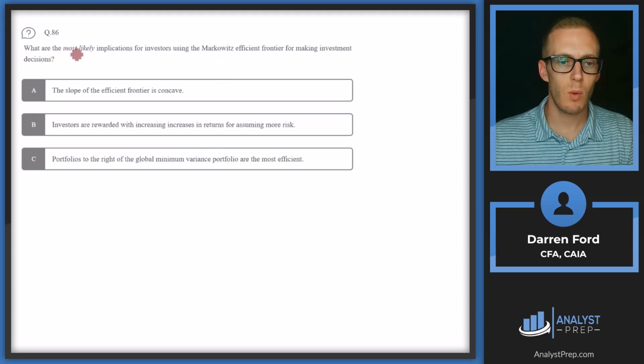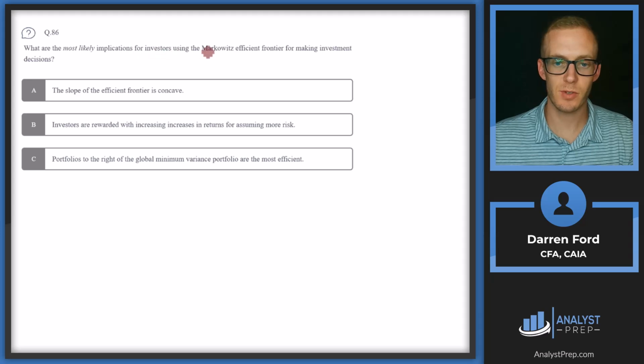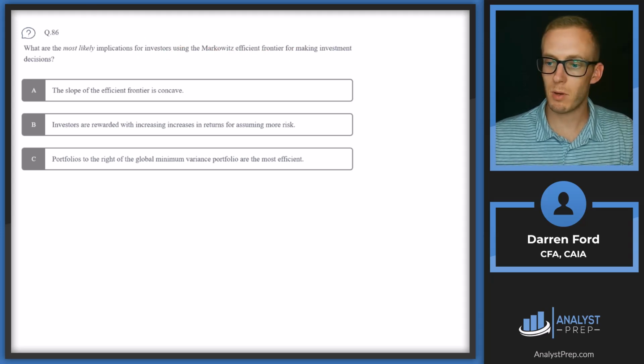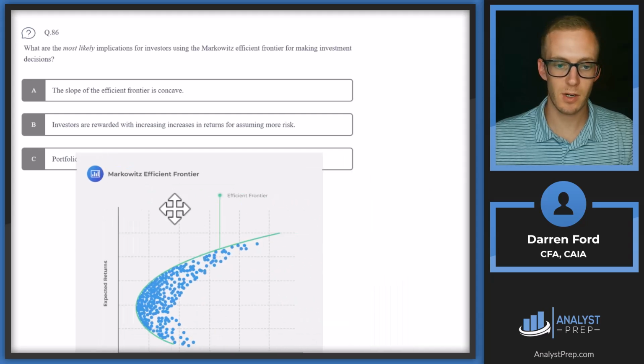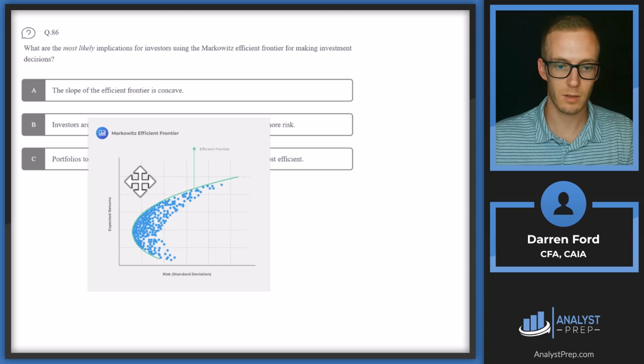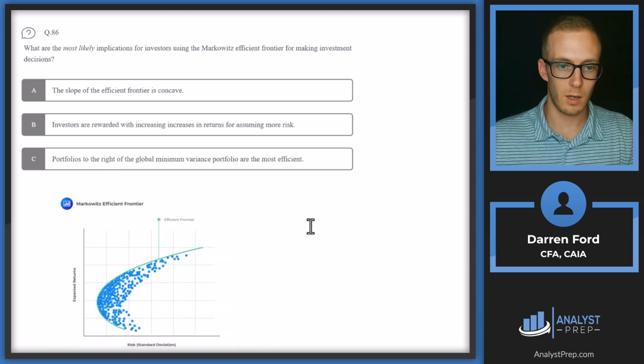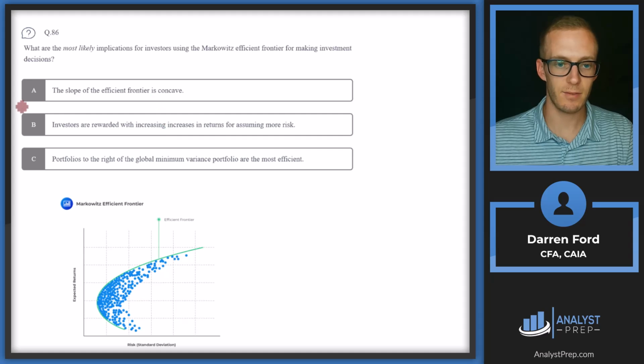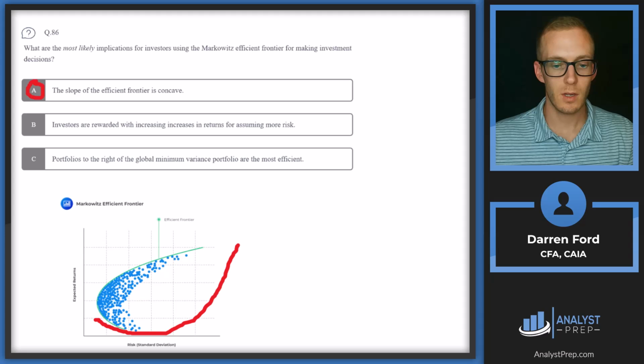Question 86. What are the most likely implications for investors using the Markowitz efficient frontier for making investment decisions? So I'm going to pull in the efficient frontier, so we have that in front of us as we are looking through this. Let me make it a little bit smaller. So we've got A, the slope of the efficient frontier is concave. That sounds like it's correct so far. This is what the concave would look like. Convex would be this way. So it looks like A is going to be our answer right off the bat.